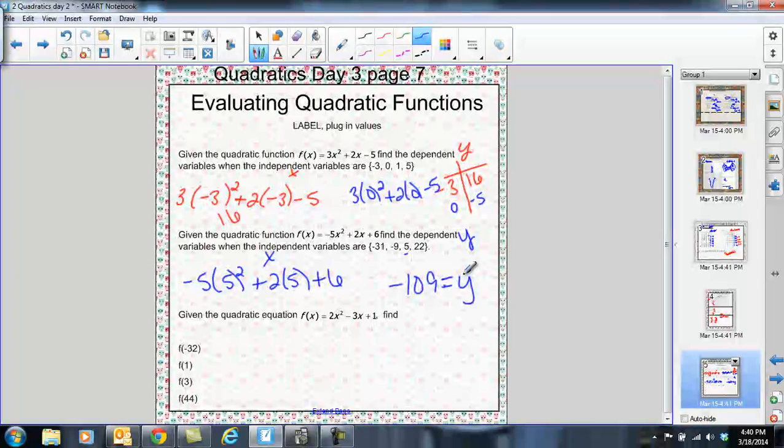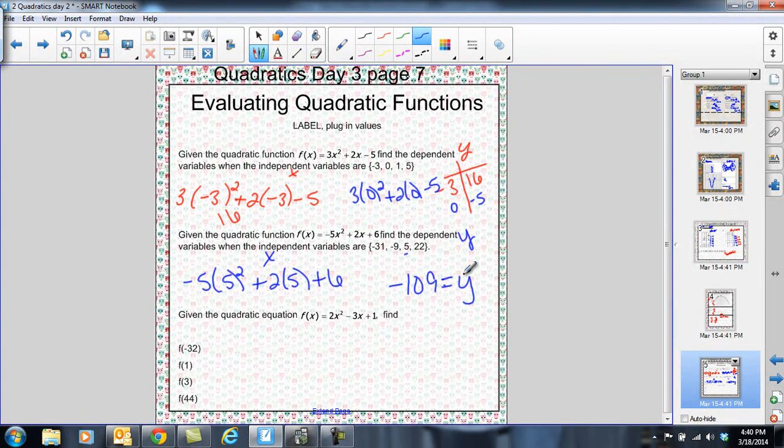You should not, at this point in the unit, be asked the question in the opposite way. It should not say, find the independent variables when the dependent variables are. You don't yet know how to solve a quadratic equation going backwards. You will, but you don't yet. So if it says that, there's been a mistake. They should all be pretty straightforward. Plug in the number and do it.